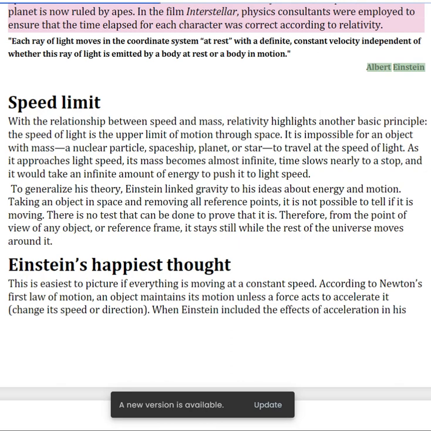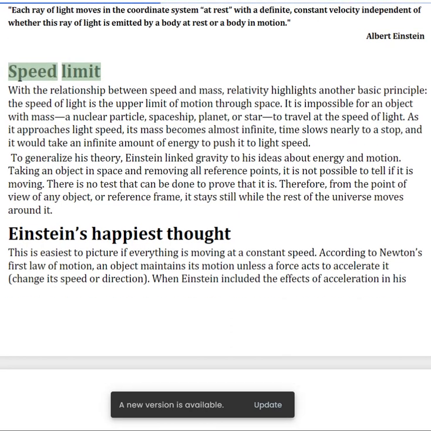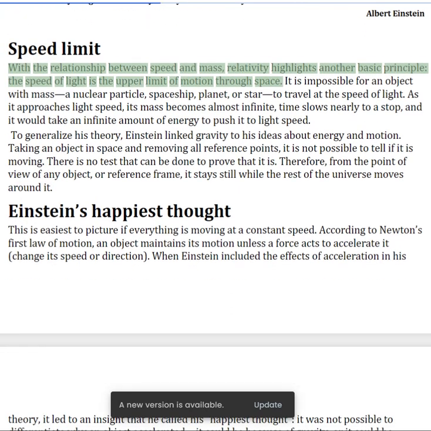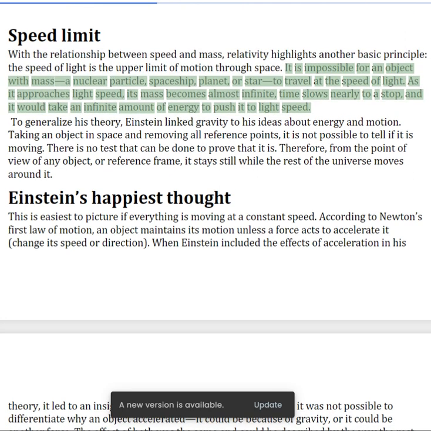Speed limit. With the relationship between speed and mass, relativity highlights another basic principle: the speed of light is the upper limit of motion through space. It is impossible for an object with mass, a nuclear particle, spaceship, planet, or star, to travel at the speed of light. As it approaches light speed, its mass becomes almost infinite, time slows nearly to a stop, and it would take an infinite amount of energy to push it to light speed.